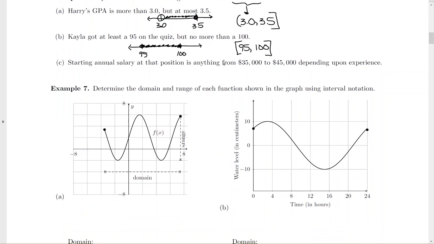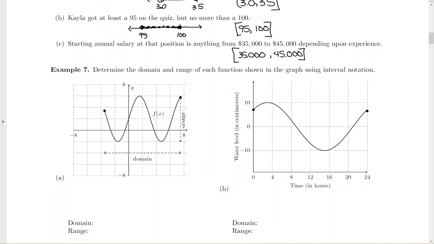So the starting annual salary is $35,000. So we are starting at that value. There's a bracket on that. To $45,000, depending on experience. So we can go all the way up to $45,000, but we can't go beyond that.